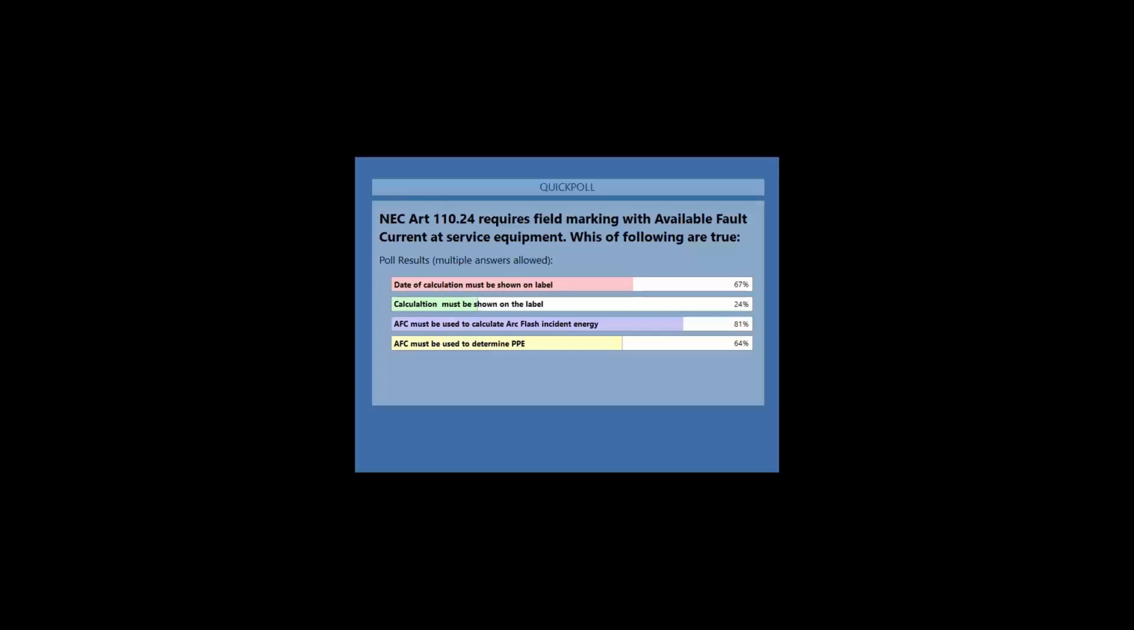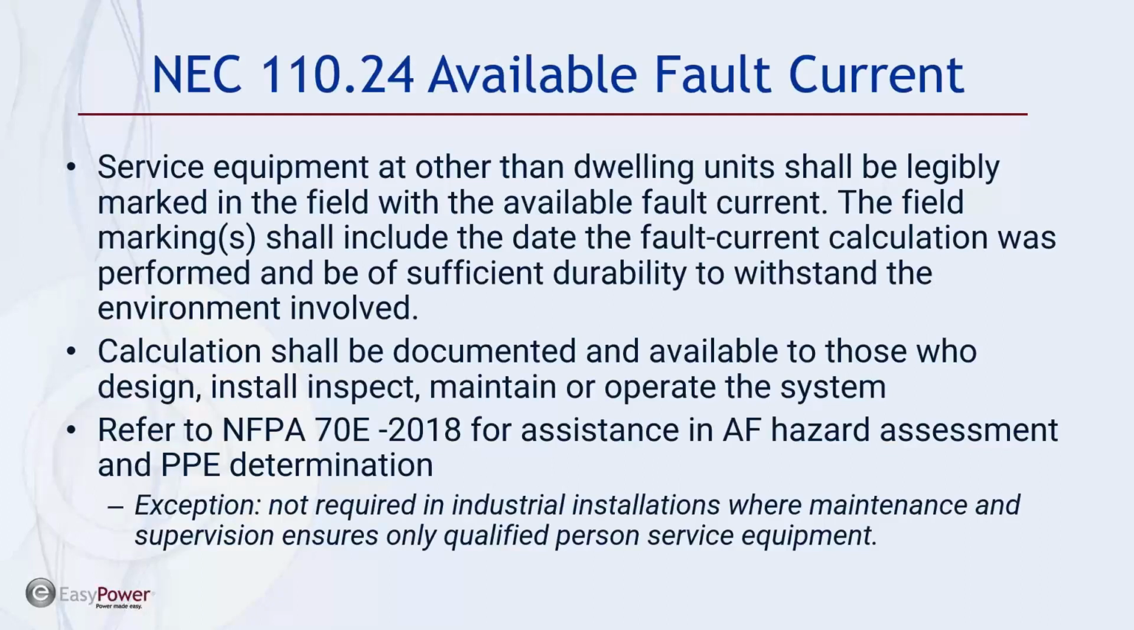It looks like the third, AFC must be used to calculate arc flash incident energy, got the most votes. As much as I hate to admit it, this is something of a trick question, because the body of Article 110.24, which is a requirement for available fault current, is that service equipment at other than dwelling units shall be legibly marked in the field with the available fault current, which, if you read the other segments of definitions, includes maximum available fault current or maximum current, and that the calculations shall be documented and available to those. The field marking shall include the date the fault current calculation was performed and be of sufficient durability to withstand the environment involved. The calculation shall be documented and available to those who design, inspect, maintain, or operate, and then refer to NFPA 70E for assistance in arc flash hazard assessment.